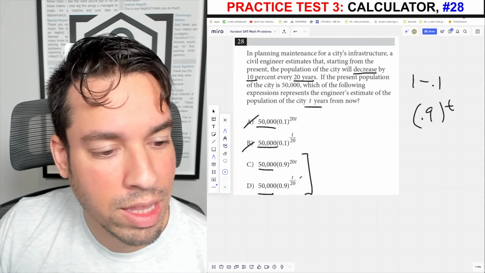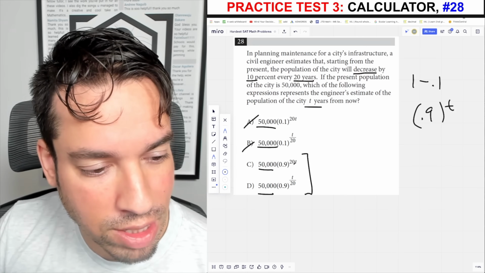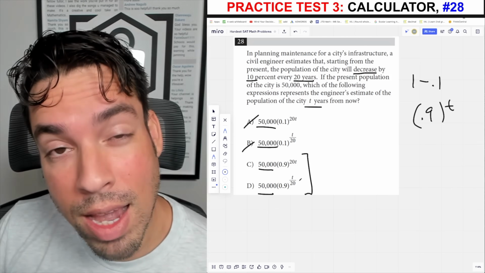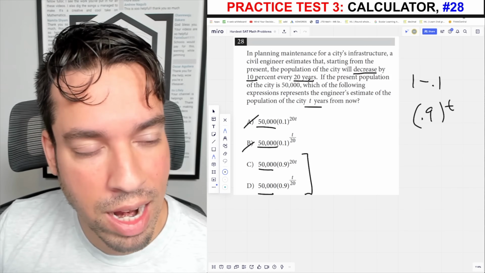So we got these two, and they both have 20 in the mix. So the question is, which one is the correct representation? Is it this guy or this guy? And you may have a sense for it, but if you don't, here's the key. It says it's going to decrease by 10% every 20 years.